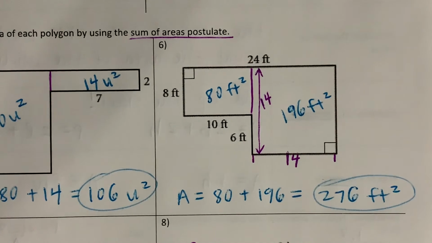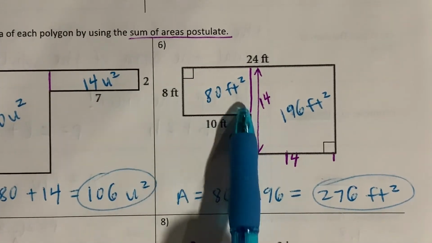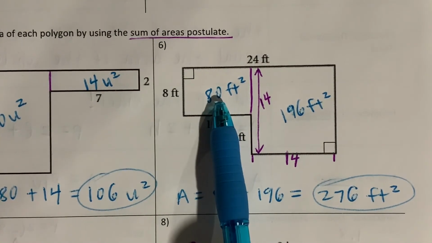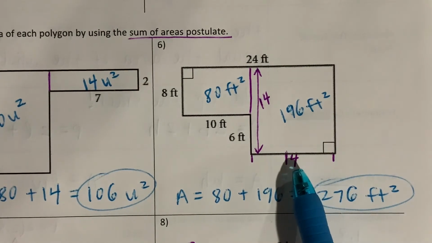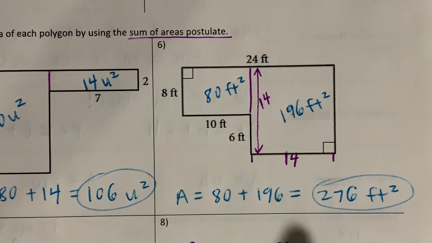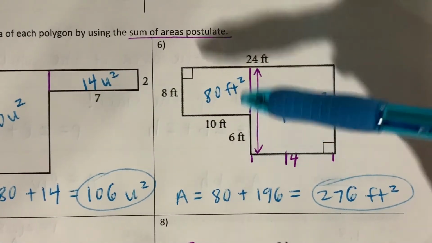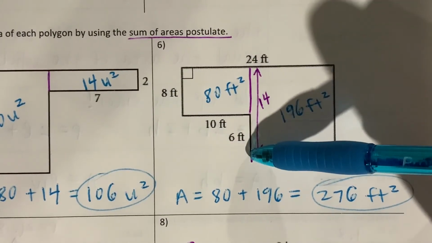On U-try 6, I split mine up into 2 smaller areas. So for this area, I had base times height, 10 times 8, so I had 80 square feet. And then for my other area, I had to figure out both my base and my height. For my height here, I noticed that from here to here was 6, and here to here was 8. 6 plus 8 gives me a height of 14.